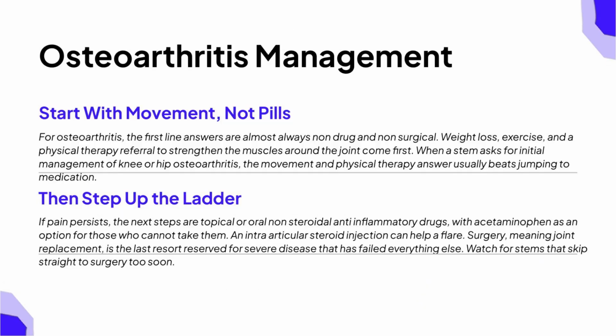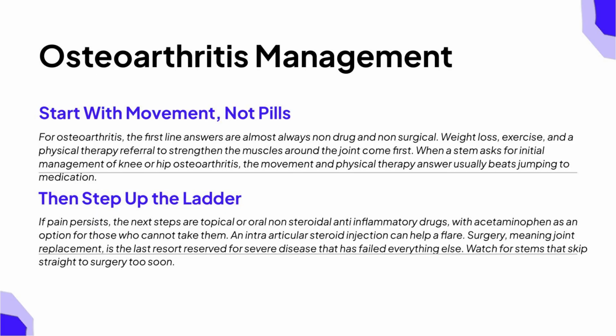Now managing osteoarthritis, because the exam tests the treatment ladder in a predictable order. First, start with movement, not pills. For osteoarthritis of the knee or hip, the first line answers are almost always the non-drug, non-surgical ones. Weight loss, a structured exercise program, and a referral to physical therapy to strengthen the muscles around the joint come first. So when a stem asks for initial management in a patient who has not tried these things, the physical therapy and exercise answer usually beats jumping to medication.